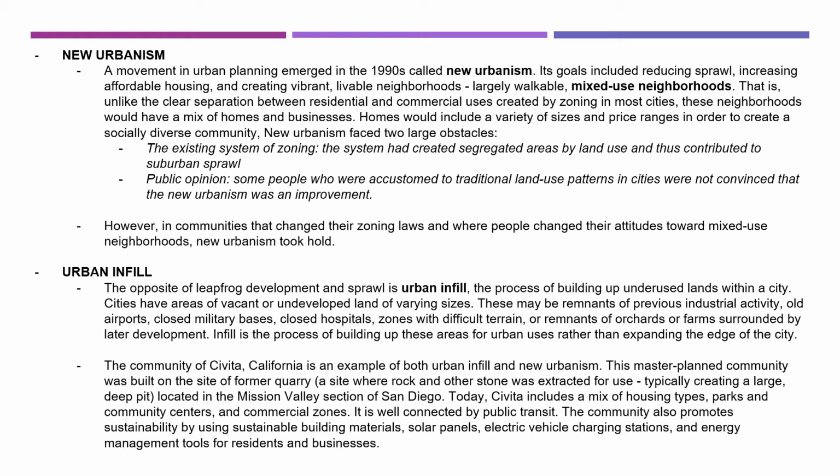New urbanism faced two large obstacles. First, the existing system of zoning. The system had created segregated areas by land use and thus contributed to suburban sprawl. Also, public opinion. Some people who were accustomed to traditional land use patterns in cities were not convinced that the new urbanism was important. However, in communities that change their zoning laws and where people change their attitudes towards mixed-use neighborhoods, new urbanism did take hold.